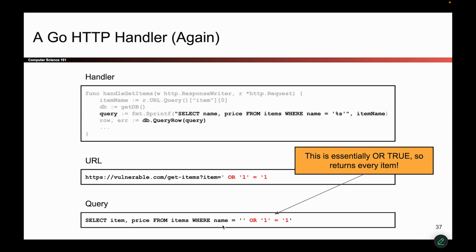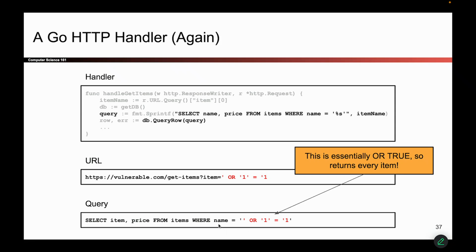And it says, either name is blank. So if any of the rows have a blank name, that will be returned. Or 1 equals 1. That's another condition for when the row is returned. Now, when is 1 equal to 1? Always. That's a fact that's always true.